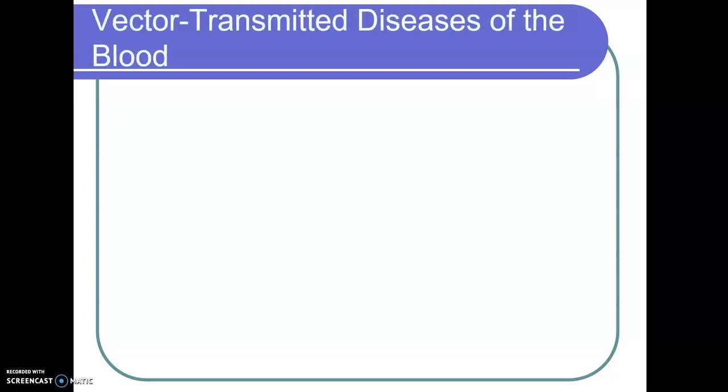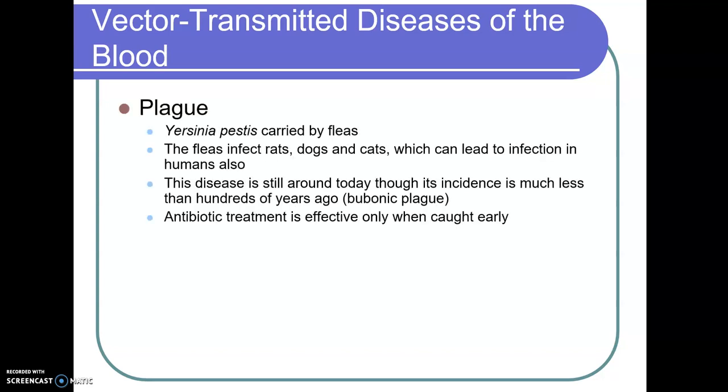Okay, so quite a few very important vector transmitted blood diseases. So the first one we're going to talk about is actually plague. I know that, nowadays, well, I guess I shouldn't say this because then it's going to date the video, but as I'm making this video, I'm making the video from home because we're all pretty much quarantined from the coronavirus outbreak.